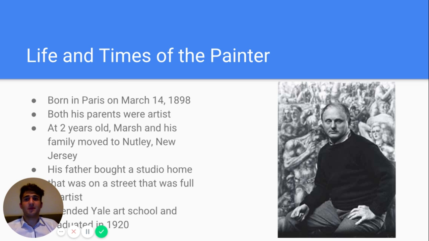So, the life and times of the painter. Reginald Marsh was born in Paris on March 14th, 1898, and both his parents were artists, which may have influenced him to become an artist as well. And at 2 years old, Marsh's family moved to Nutley, New Jersey, and his father bought a studio home that was on a street full of artists, which also may have influenced the way Marsh thought and painted. And also, he attended Yale Art School and graduated in 1920. And this is him pictured on the right.